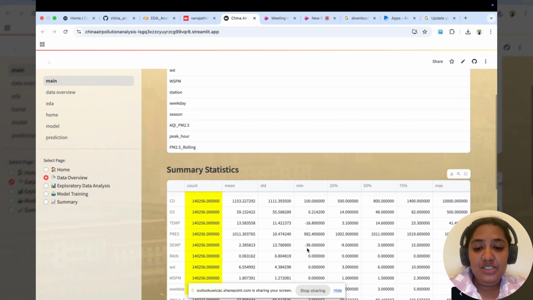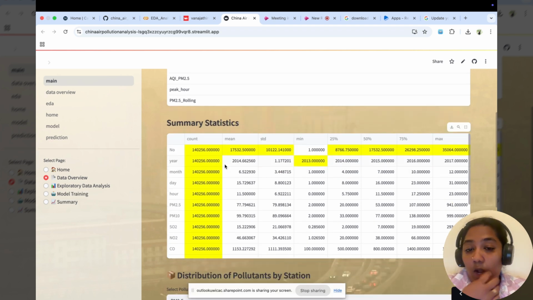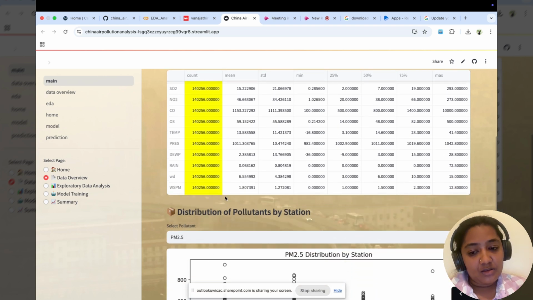So this is the summary statistics. Here I have listed the count, mean, standard deviation, minimum, the 25%, 50% and 75% values, and the max value. These are some statistics I visualize here in my application.